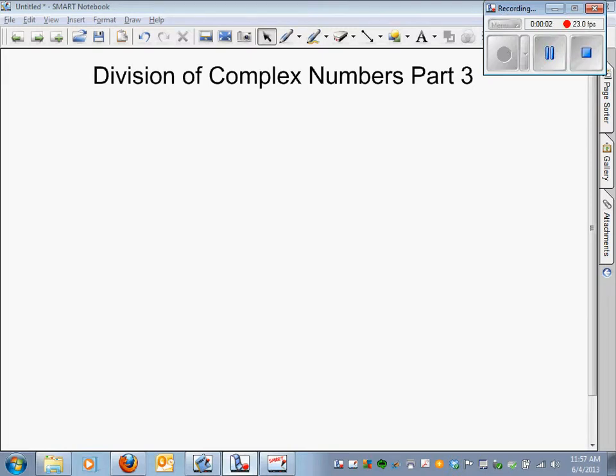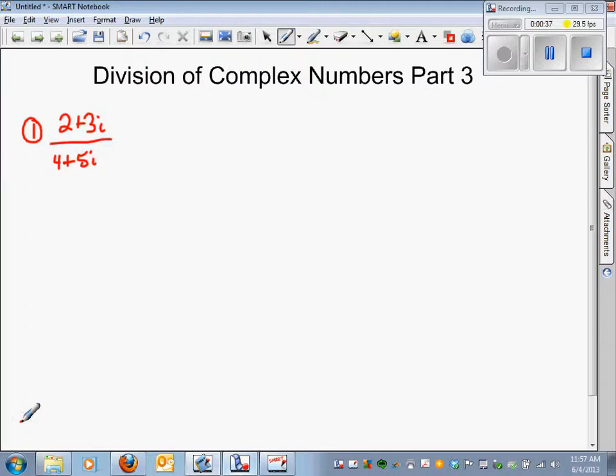In the last video, we looked at taking a complex number and dividing it by an imaginary number, and we rationalized the denominator to eliminate the radical in the denominator. Well, in this video, we're going to look at one more case of division of complex numbers. But in this case, we will have a complex number in the denominator as well. So something like this: 2 plus 3i divided by 4 plus 5i.